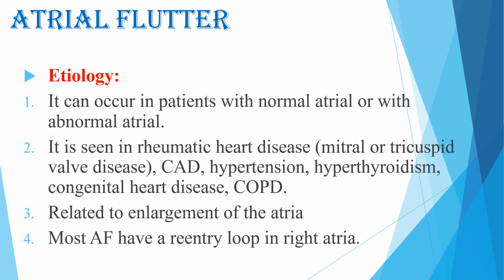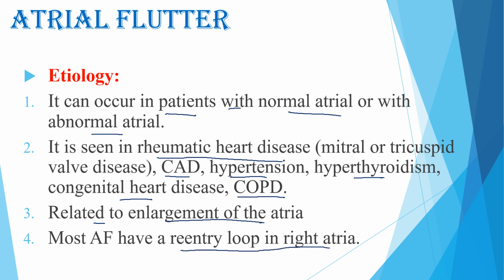The next atrial arrhythmia is atrial flutter. As for the etiology of atrial flutter, it usually occurs in patients with a normal atrium or with an abnormal atrium. It is seen in rheumatic heart disease, that is mitral or tricuspid valve disease, coronary artery disease, hypertension, hyperthyroidism, congenital heart disease and chronic obstructive pulmonary disease. Atrial flutter is related to enlargement of the atria, and most atrial flutter has a reentry loop in the right atrium.